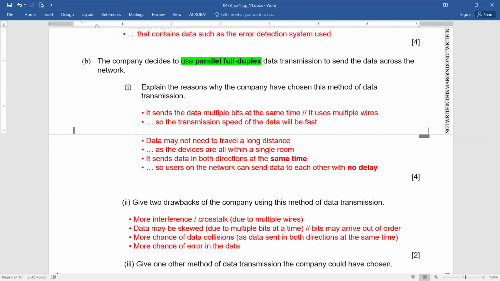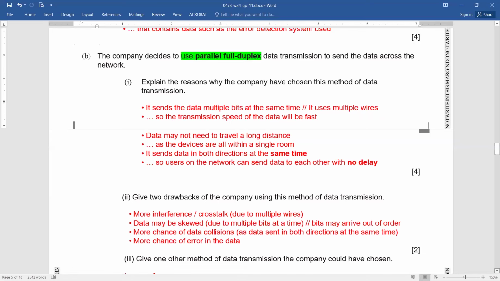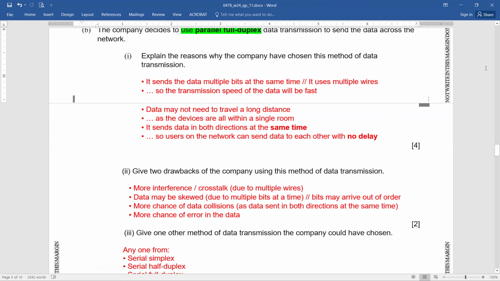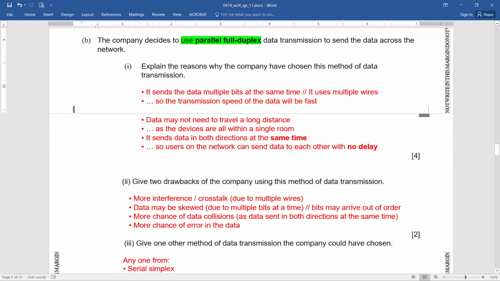Till now all the questions are very easy. Give one other method of data transmission the company could have chosen. They have talked about parallel full duplex. So which other options are available to us? Okay, that's great. What should we do actually? Parallel full duplex is already written. What are the other alternatives? I'll start with serial: serial half duplex, serial simplex, serial full duplex.